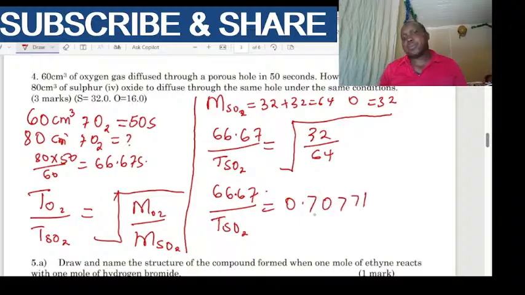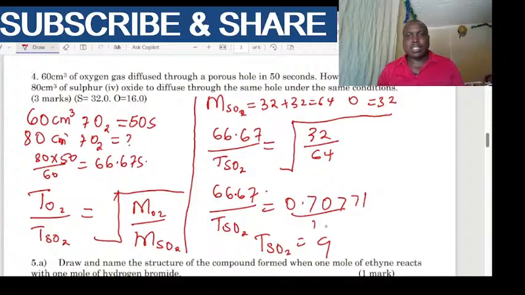Now you can put it over 1 and cross multiply. You will find that the time for sulfur will be equal to 90. You just simplify, cross multiply 1 times this, and this times this, and then divide, you get the answer as 94.29 seconds. That is the time taken for sulfur 4 to diffuse.